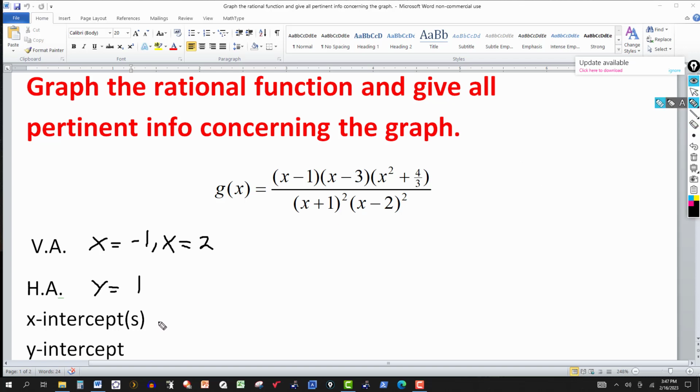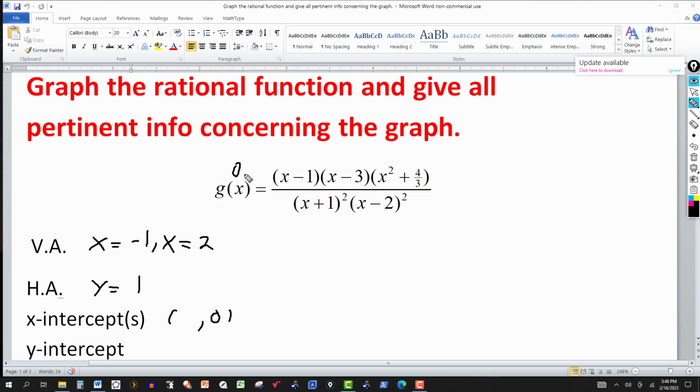Okay, let's look at the x-intercepts. The x-intercepts will come from values where the y is 0. So all we have to do is, this is your y, so if y is 0, this side would be 0. What value of x over here would generate a 0?